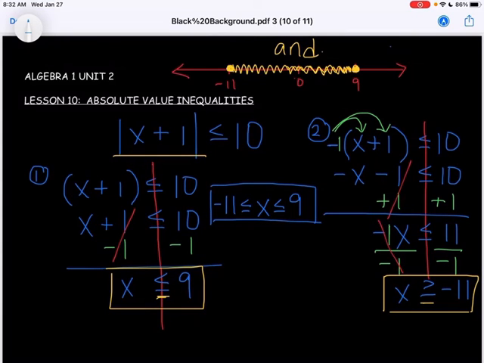If you're going to write this in interval notation, you start with your left bound, which in this case is negative 11. And since it's a solid circle, you're going to have a bracket. And then we go to our right bound, which is 9. And again, we would have a bracket here since it's solid. So those are your two answers. They're the same answer, they're just written in different forms. The first one is in inequality notation, and the second one is in interval notation.